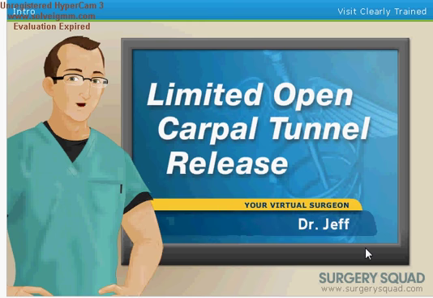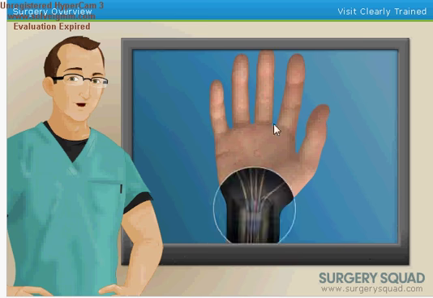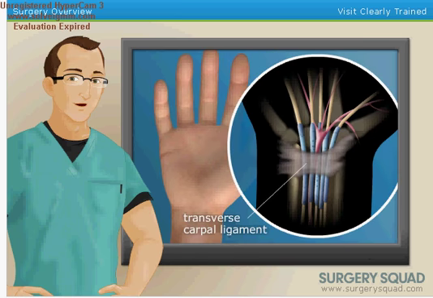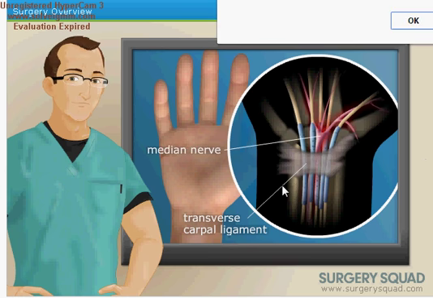Release surgery. I'm Dr. Jeff, and I will be guiding you through the procedure today. Carpal tunnel syndrome is characterized by a tingling numbness or pain in your hand, and sometimes forearm. It develops due to the swelling of a ligament in the wrist, known as the transverse carpal ligament. The swelling of the transverse carpal ligament creates pressure on the median nerve in your wrist. This nerve is responsible for supplying feeling and movement to various parts of the hand.